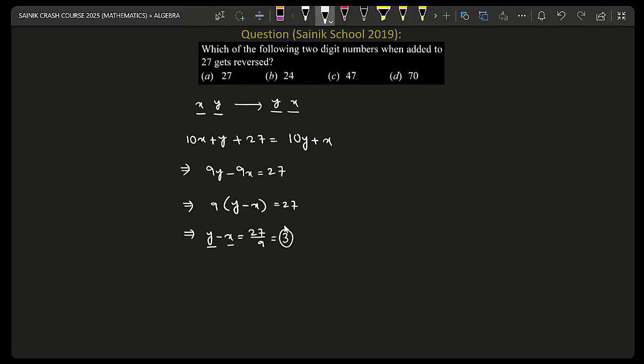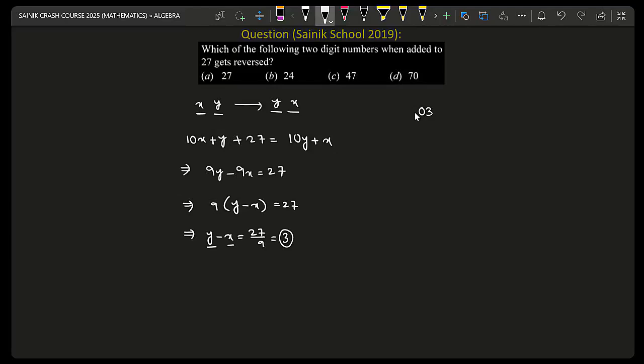So 1 and 4. You start from 0. Can you take 0 and 4? No, 0 and 4 difference is 4. I want difference 3. Can you take 0, 3? Yes, sir. Okay. So here, y minus x should be 3. That means y is the greater number. So we can take x as 0 and y as 3. You check 27 added to 30. What is the answer? 27 added to 3 is 30. So 0, 3 reversed or not?